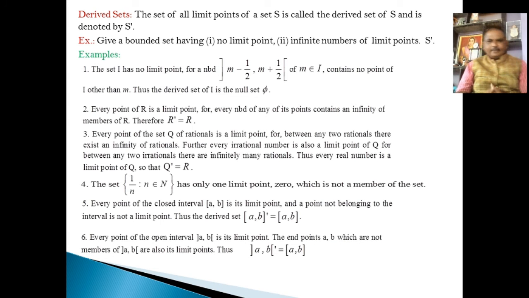This is the open interval. Every point of the open interval (a, b) is its limit point. The endpoints a and b are also limit points, but the endpoints a and b are not members of this interval. This means the limit points of the open interval (a, b) are all the points of this interval together with the endpoints. That is, the derived set of this open interval, (a, b)', is equal to the closed interval [a, b].